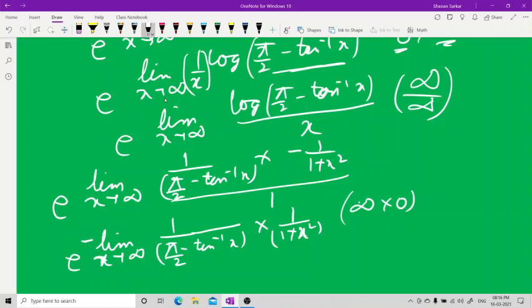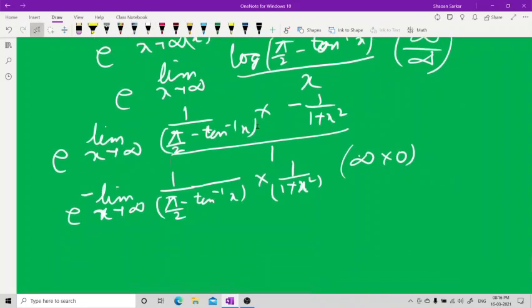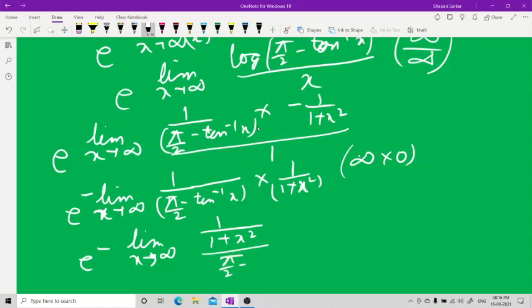Now this is infinity into 0 form. Now you need to convert it into proper format. Now do one thing. E to the power of minus limit x tends to infinity of 1 upon 1 plus x square, and you write this as pi by 2 minus tan inverse x. No problem. This can be written like this, because why?